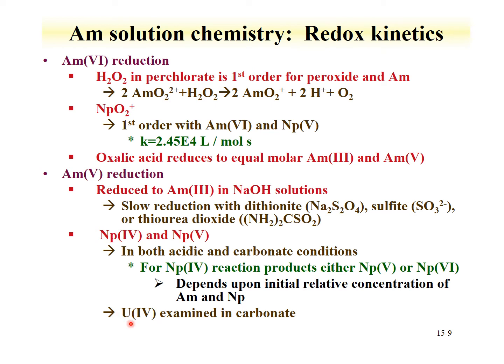The reduction of americium-5 by uranium-4 has also been examined in carbonate systems. And we'll see in the Purex process that uranium-4 has also been used to reduce plutonium. So not only can you have auto reduction, but for americium, you can also have reduction by other actinides.